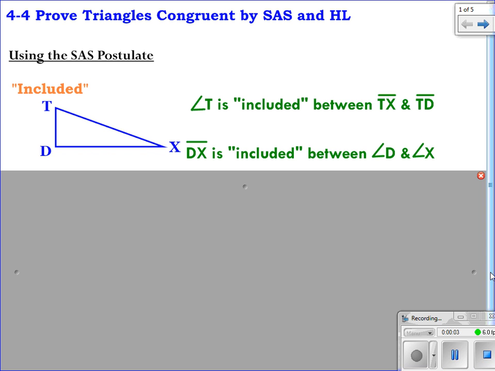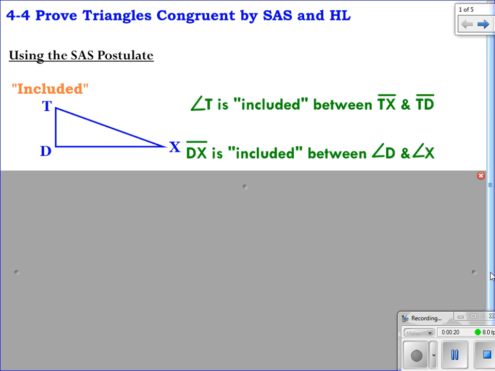So today we're learning two more shortcuts. Yesterday we learned what shortcut? SSS, or side, side, side. Okay, we're going to learn SAS and also HL. So those are going to be potential reasons for your very last step of your proof. Remember, there's a total of 5 shortcuts.